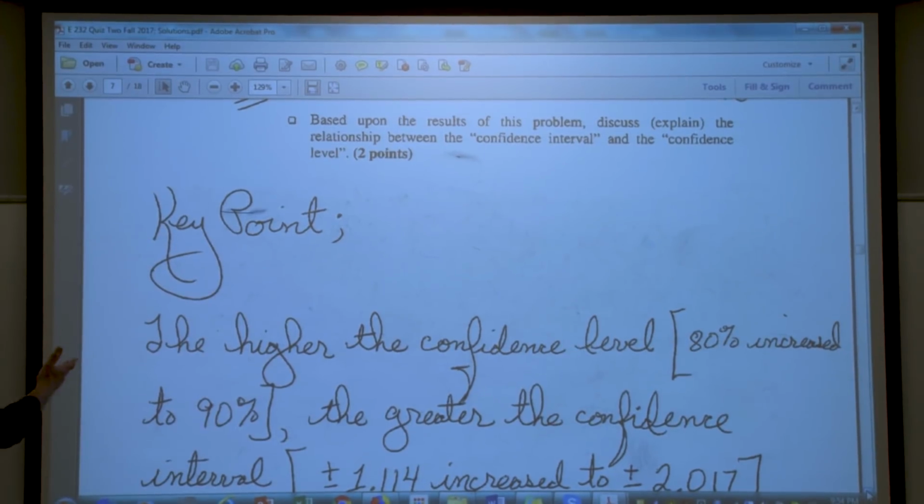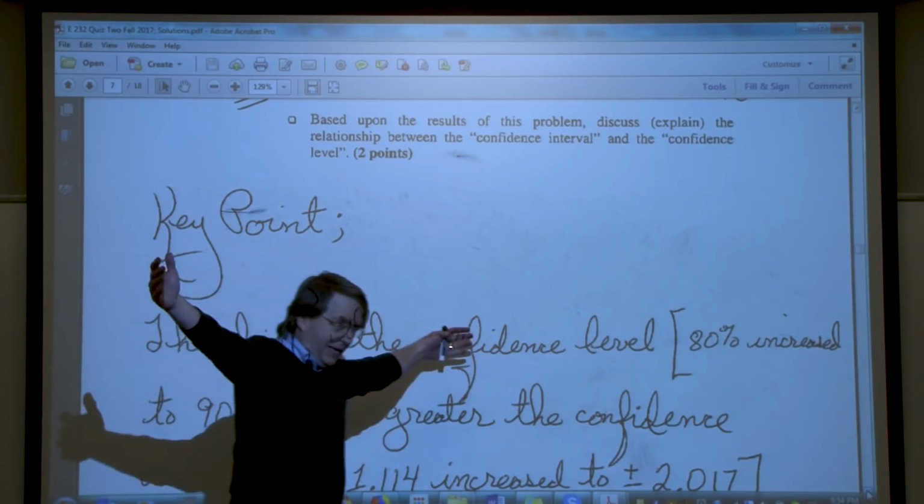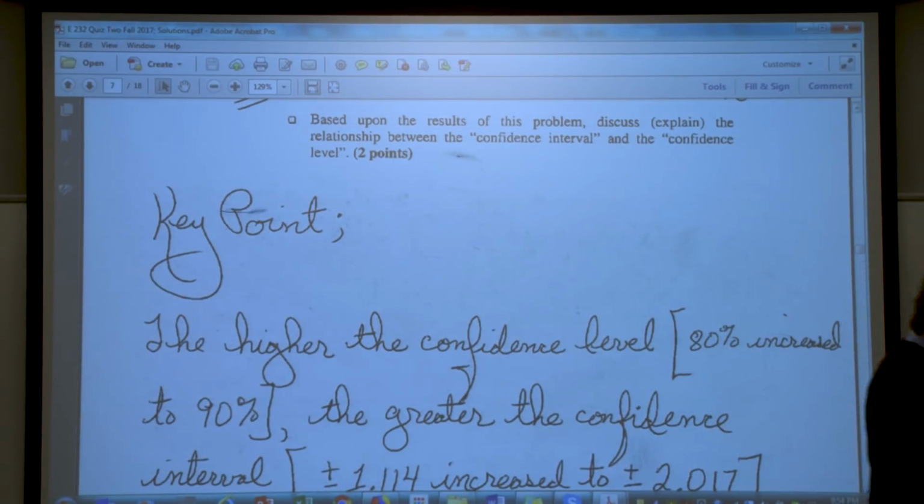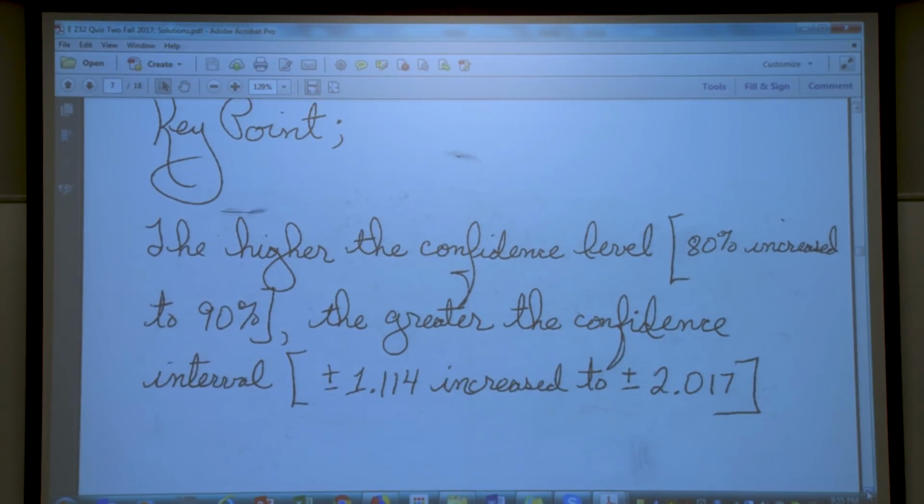So I say, look, the higher the confidence level, the greater the confidence interval. If you need to be 100% certain, you're going to make it the biggest possible interval you can to make sure you fall inside that. So the higher the confidence level, the greater the confidence interval. I thought that's nice to know. Kristen seems to agree. Good.